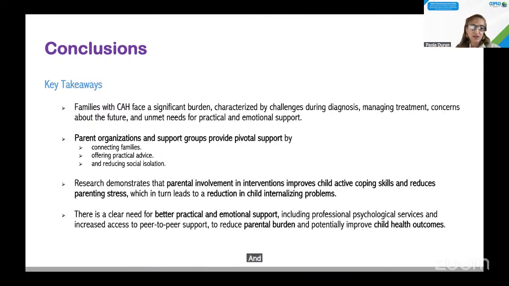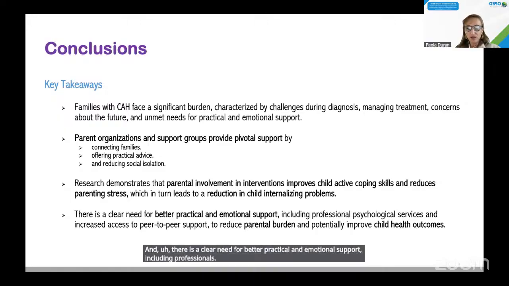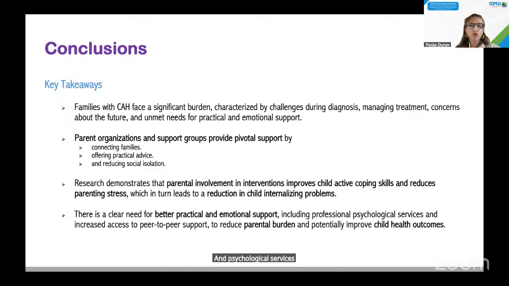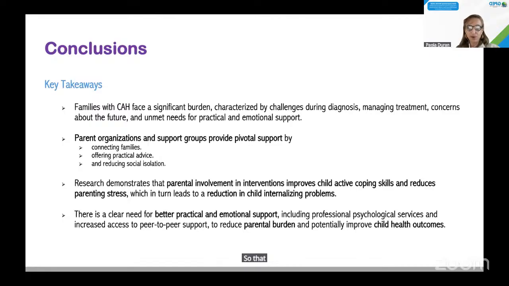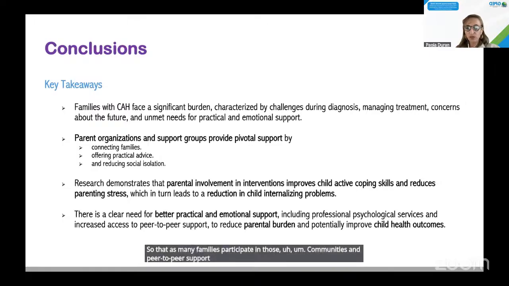And there is a clear need for better practical and emotional support, including professionals and psychological services, and also access to peer-to-peer support. So we as healthcare providers need to encourage that, so that as many families as possible participate in those communities and peer-to-peer support groups, to reduce the parental burden and to improve child health outcomes.